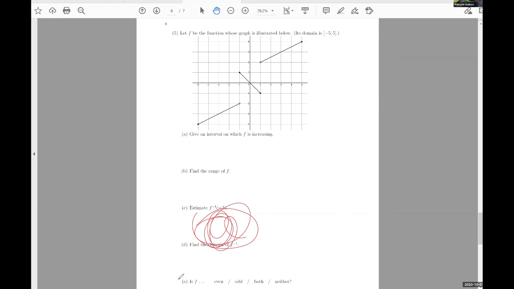But can you give me an example of a function which is at the same time even and odd? To say some function is neither, you need to show that your function doesn't satisfy this equality, and your function doesn't satisfy this equality. It's to answer this one.